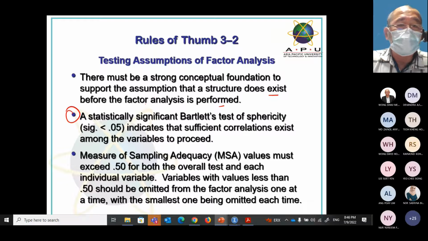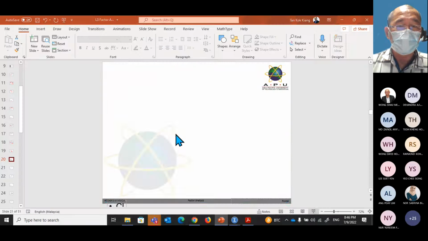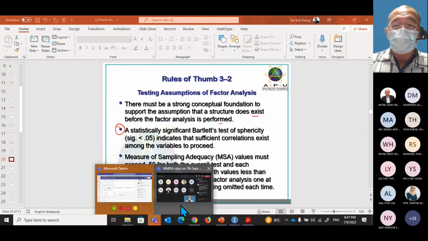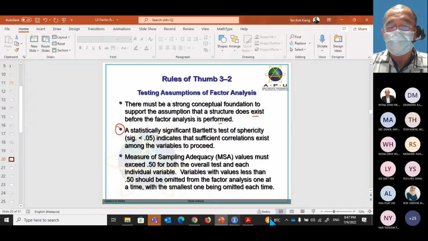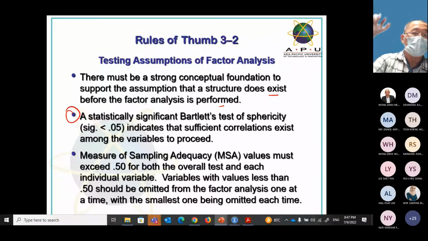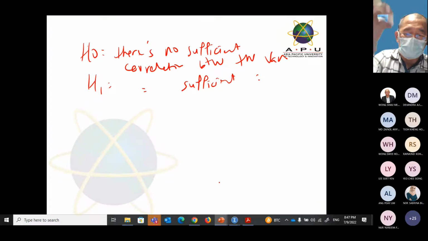If no question, now we see next. So MSA actually also discuss, for both overall and also the individual. Less than 0.5 should be omitted. Same thing. Only one at a time. If the smallest one is omitted each time. Done.